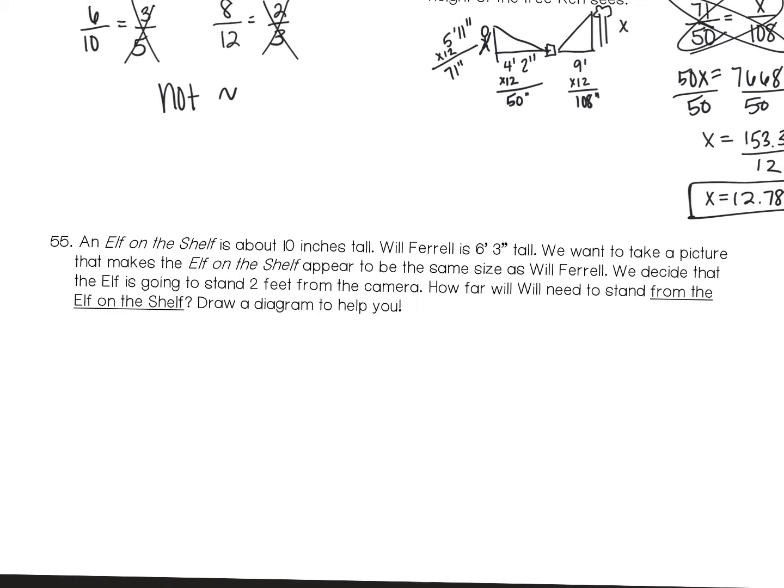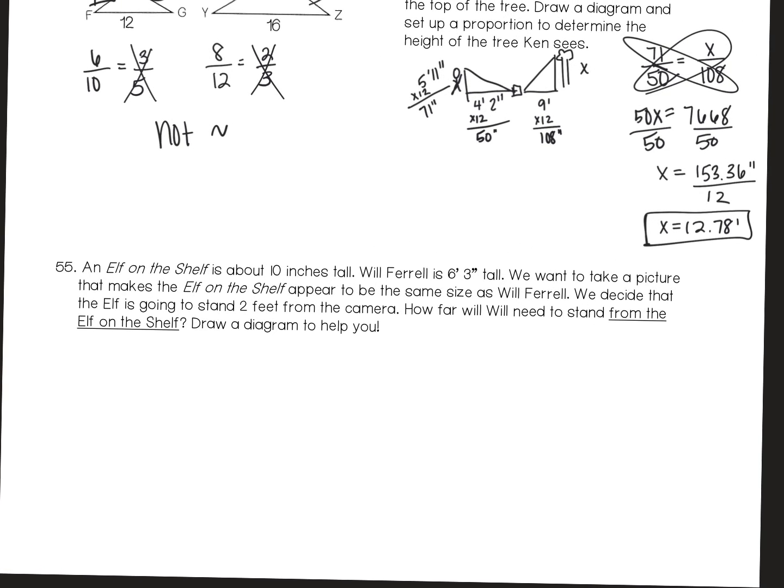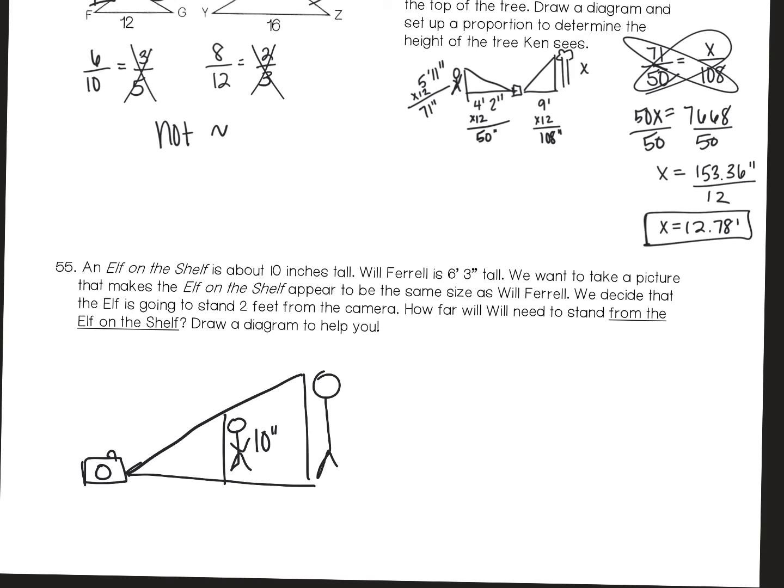And then this last one is very similar to the project we did. So we have an elf on the shelf that's 10 inches, and then we have Will Ferrell, and we want them to appear the same size in our photo. So here's my camera. Here's the elf on the shelf, which is 10 inches tall, and then Will Ferrell is 6 foot 3 inches tall. We want the elf to be 2 feet from the camera, and we're trying to figure out how far Will is going to need to be from the elf, which I'll get to at the end.